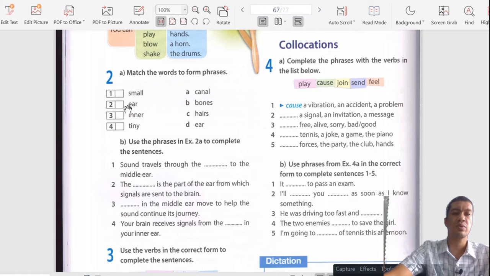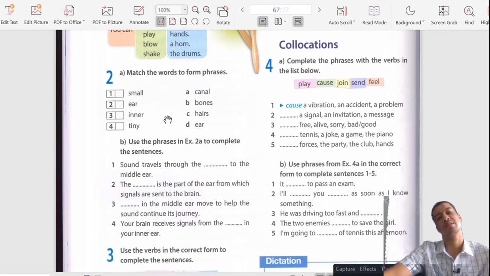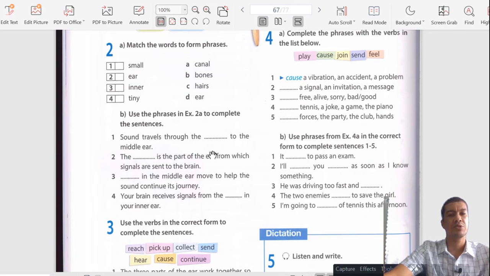Right, so 2, match the words to form phrases. 2, we have ear, canal. Alright, so 2 will be A. Number 3, we have inner. Inner will be aligned with ear. Alright, number 4, we have tiny, and tiny goes along with hairs. So we have 4C.